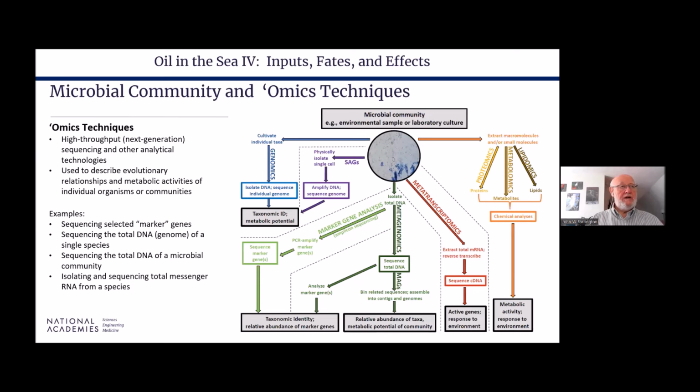But first, let me say the issue that Berrin mentioned before, omics techniques. It has resulted in a huge advance in our understanding of what's going on with microbial community and oil in the sea. In fact, even though we have an extensive section of chapter 4 on microbial community and omics techniques, it became clear that we had to shift a lot of discussion of the actual definition of omics to an appendix. And so there's an appendix in the report that covers the details. We have high throughput next generation sequencing and other analytical technologies used to describe the evolutionary relationships.